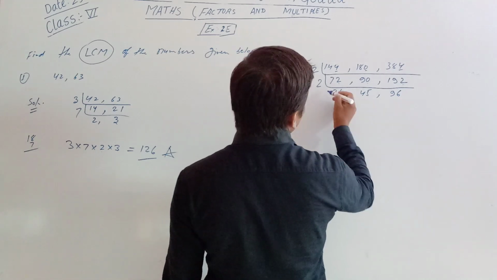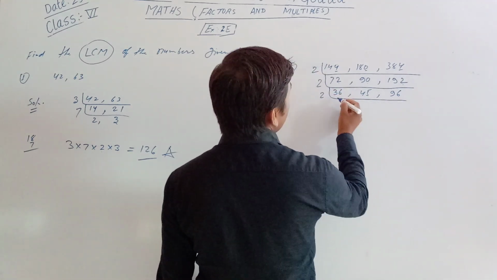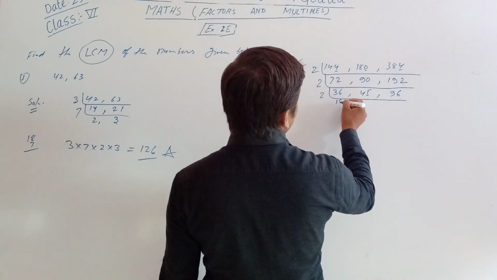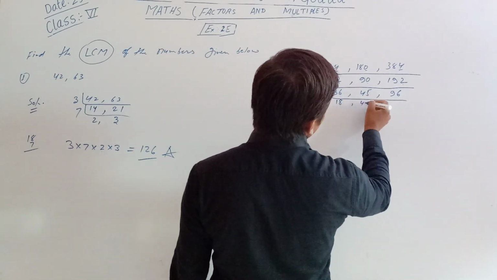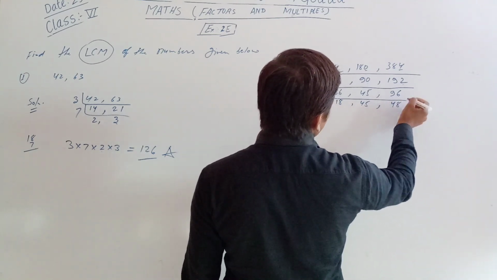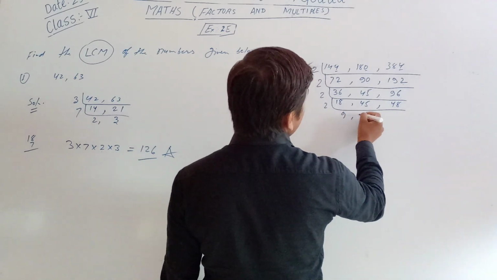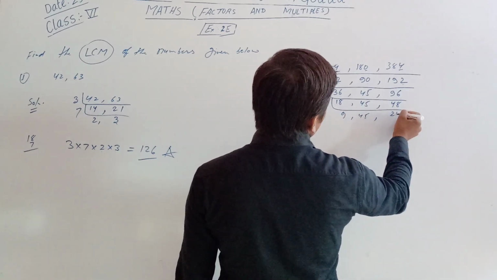Also by 2 again we can divide because the last digit is a multiple of 2, and 18. Now that one, 2 fours are 8. Again with 2 we can divide 9, that is 45 and 24.